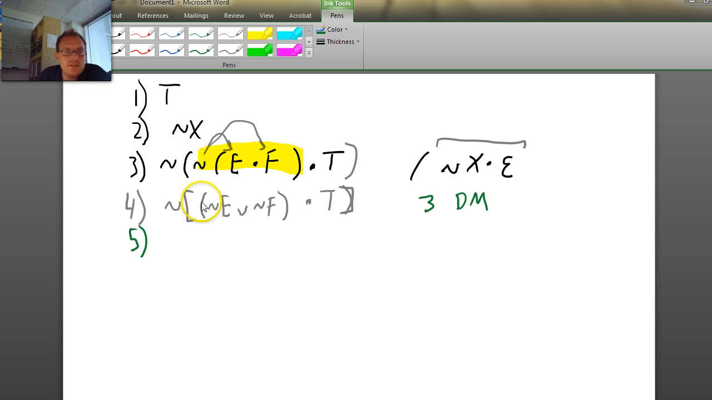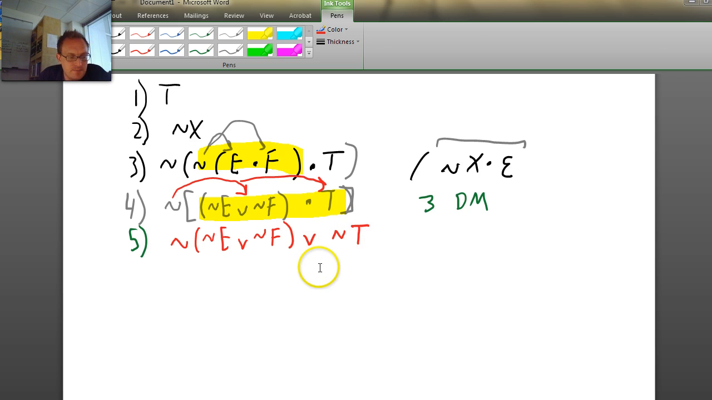In line 5, notice this time, instead of just looking at this part, I can do a DeMorgan's on this entire line. Now I can take the negation and apply it to this and apply it to this and switch this sign. That means I'm going to get rid of my brackets here, and I'm going to end up with not E or not F or not T. Okay, that's line 4, DeMorgan's.